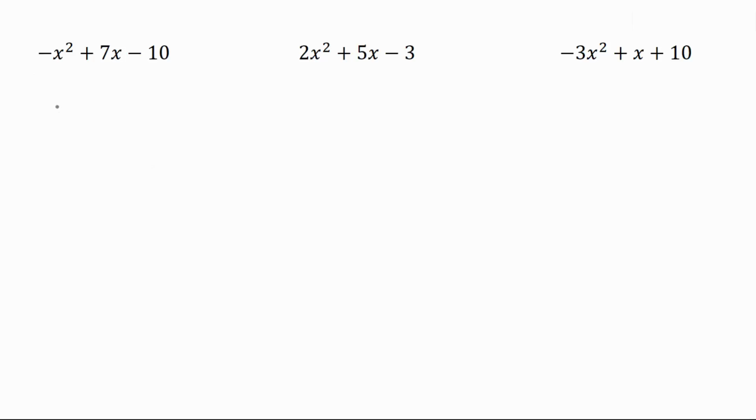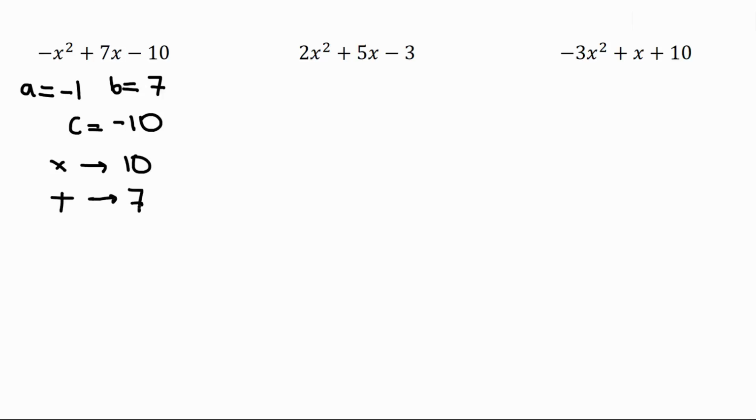we'll be completely fine. So here, it's negative x squared. So that just means a equals minus 1. That means b equals positive 7, and c is minus 10. So we need to find two numbers that when multiplied give a times c, so minus 1 times minus 10, which is 10, and when added make 7. Well, thinking about it, 2 plus 5 makes 7, and 2 times 5 makes 10. So the answer is 2 and 5.